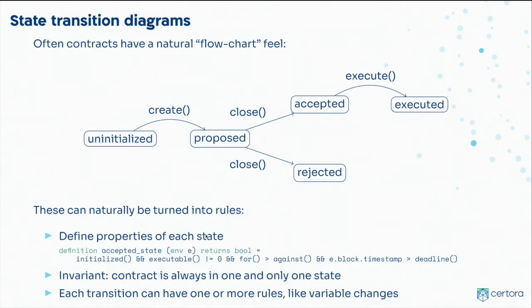Popping up a little bit, when you're writing a set of rules, it's good to try to identify whether there's a state transition diagram that corresponds to your contract or to a part of your contract. If there is, draw yourself the diagram and describe what you know in each of the states. You can write definitions for those. Then you can write an invariant that the contract is in exactly one state, and you can also write state change rules to check that the transitions happen appropriately.